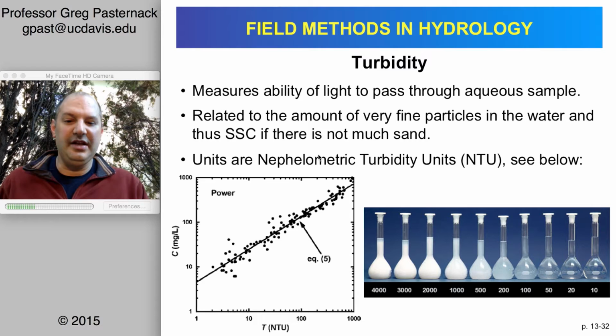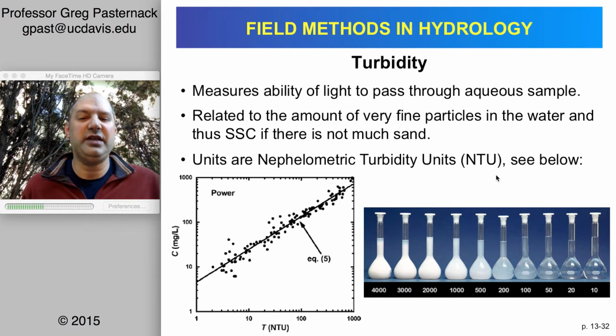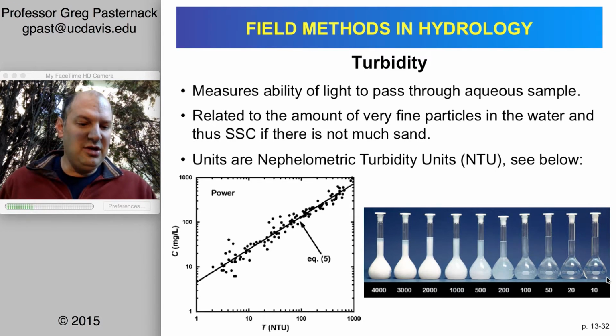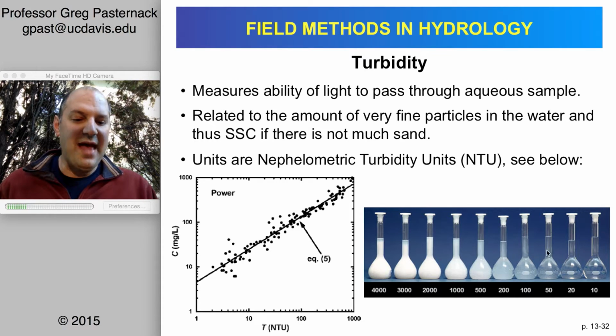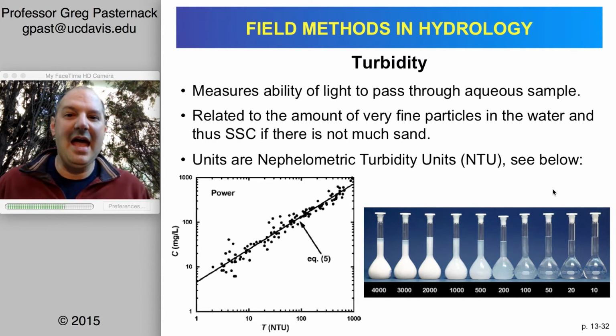And you can see here a range of NTUs. NTUs are the nephelometric turbidity units that are used here. And you can see going from a very low value of 10 to an extremely high value of 4,000, what that would look like. And indeed, as shown here, you can buy standards and calibrate a sensor using those.